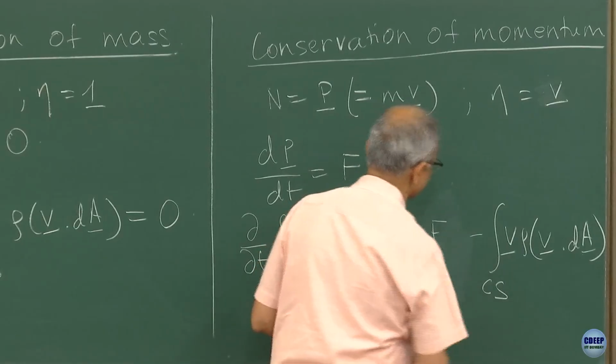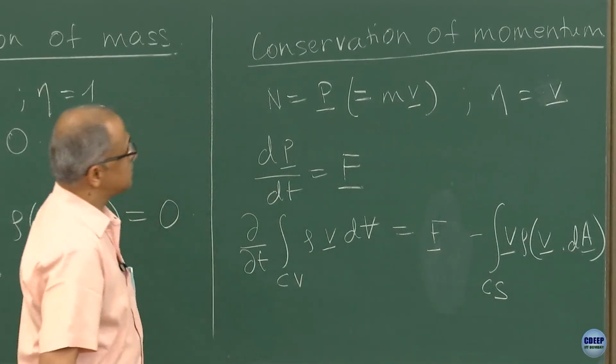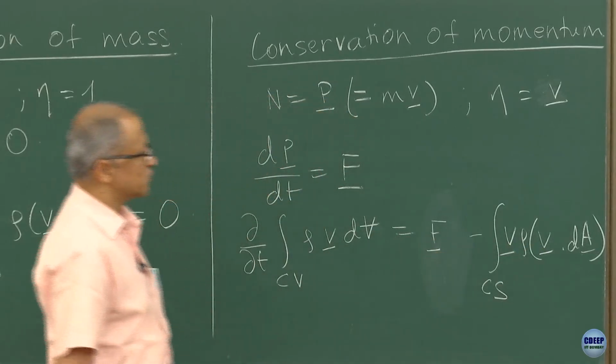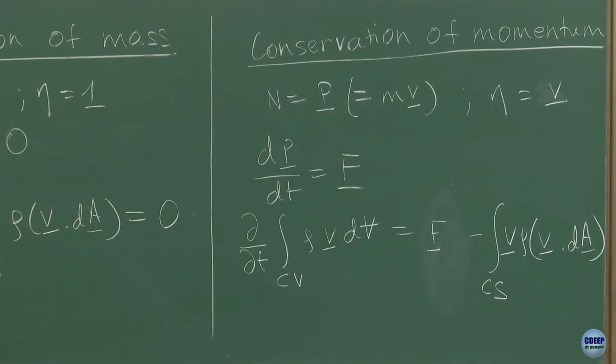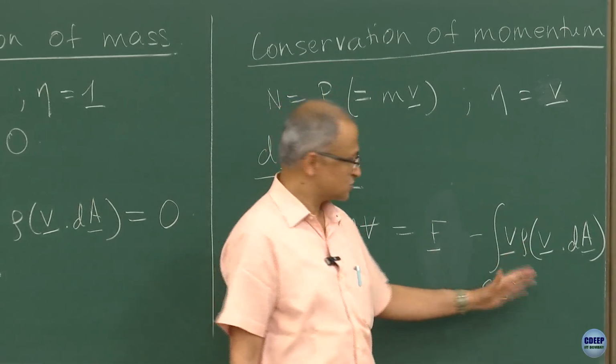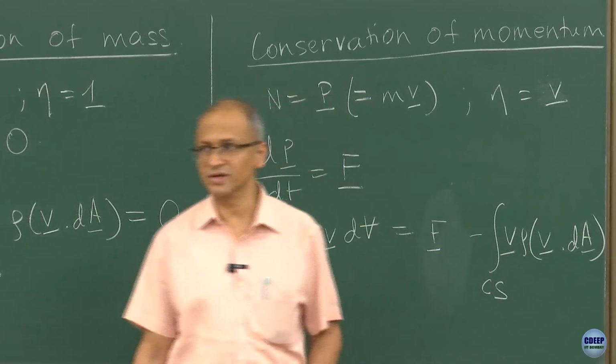Yes, so if there is a force acting on it, okay, and the other one is the momentum which is entering and leaving. So on the right, the last term in the equation is the momentum crossing the control volume, and this is what we have to account for.